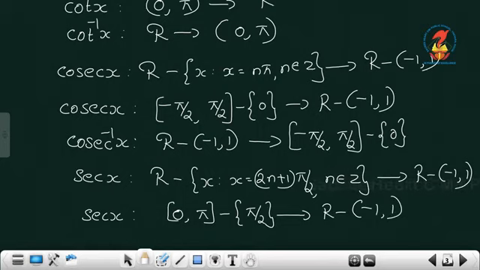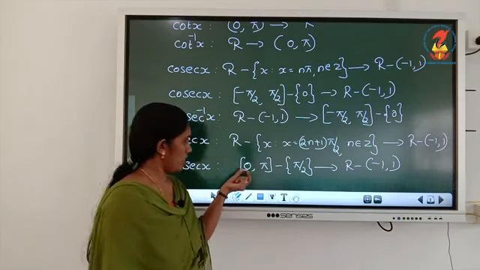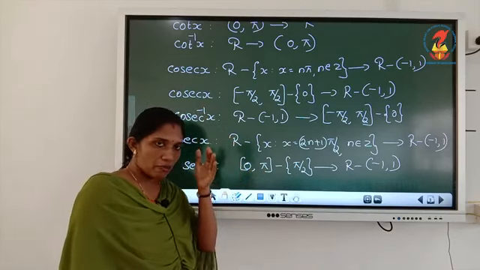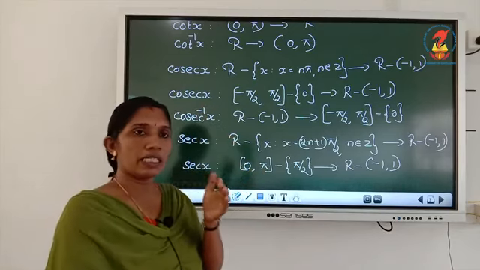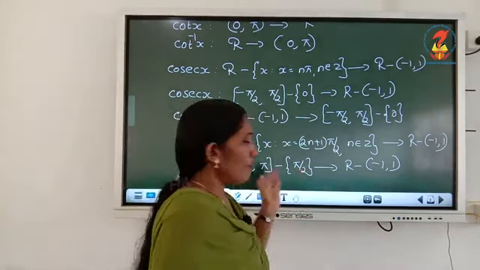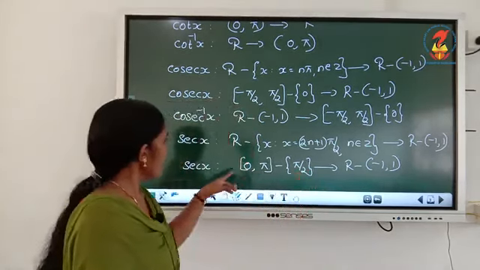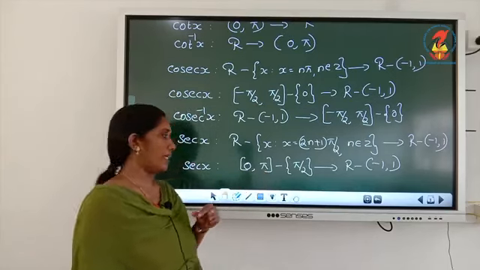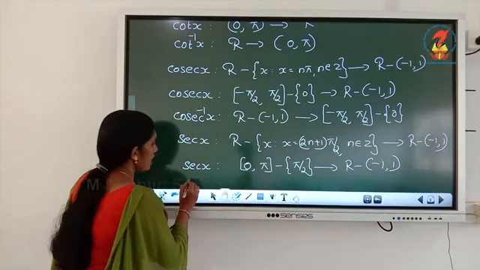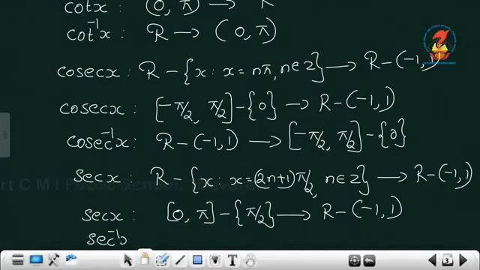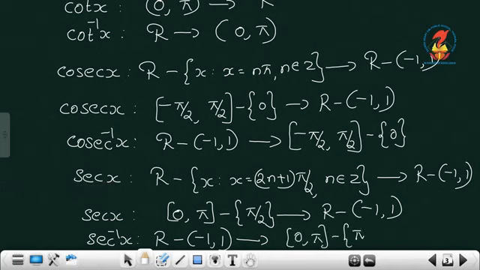So here this is known as the principal branch. We have so many branches, corresponding to each sub-interval we get a branch of the sec inverse function, but this branch is known as the principal branch. So sec inverse is from R minus (-1, 1) to 0 to pi minus pi by 2.